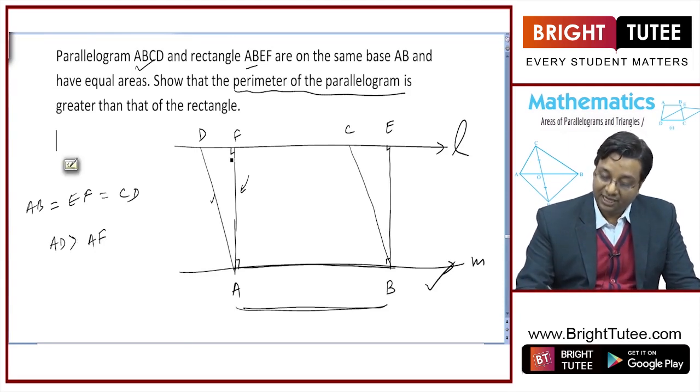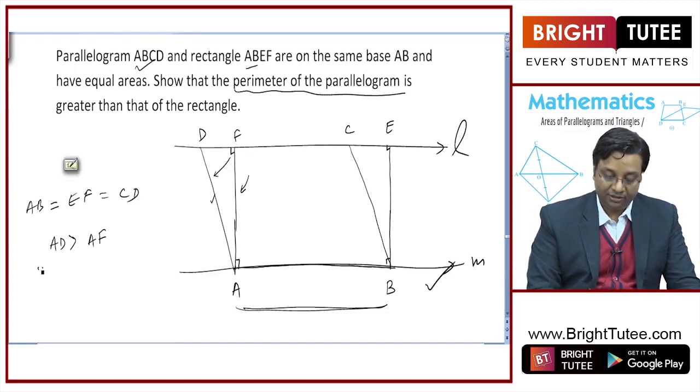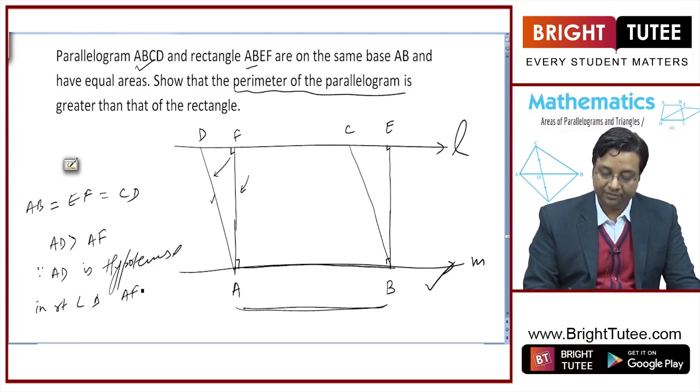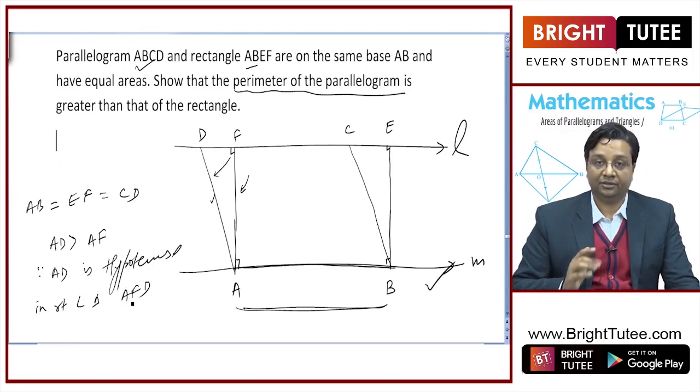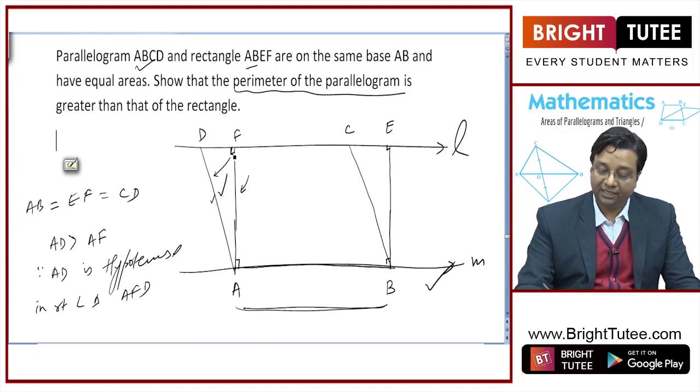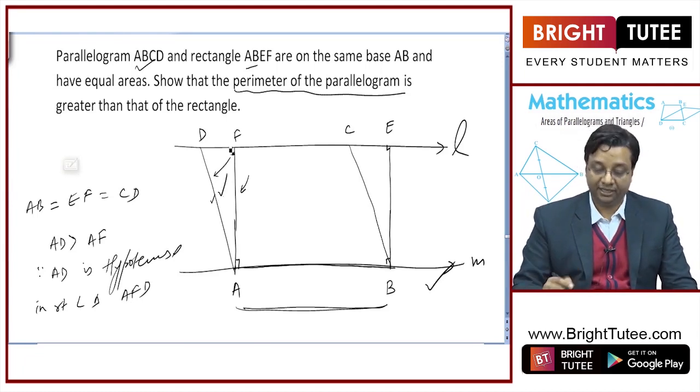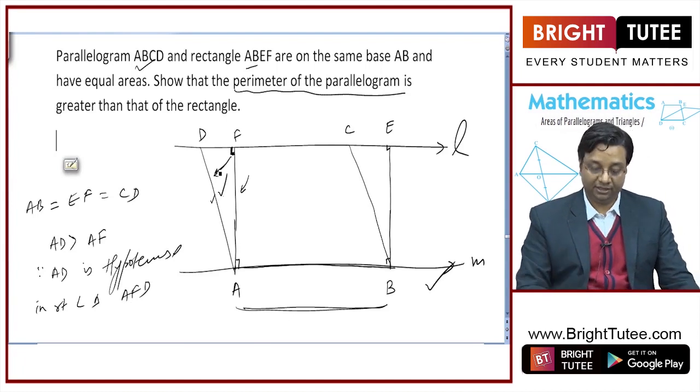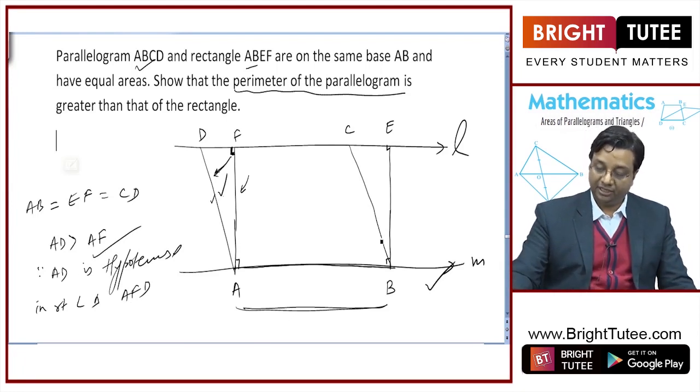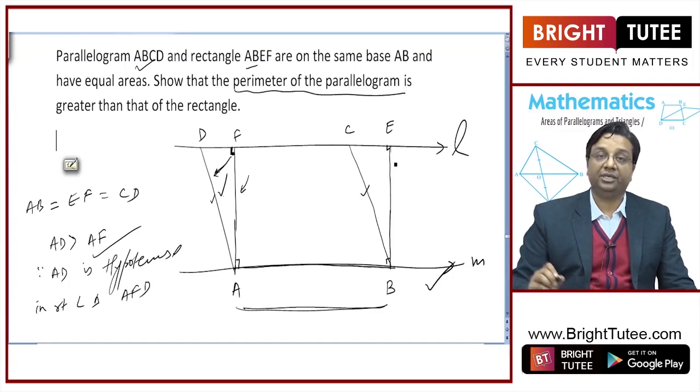Yes. Why? Because AD is opposite this right angle. And hence, it will act as hypotenuse for triangle AFD. Because AD is hypotenuse in right angle triangle AFD, it is the largest side. Or if you look at this triangle, 90 degrees is the largest angle here, right? So, side opposite to it is largest. So, it is definitely greater than AF. Similarly, you can say BC is greater than BE.